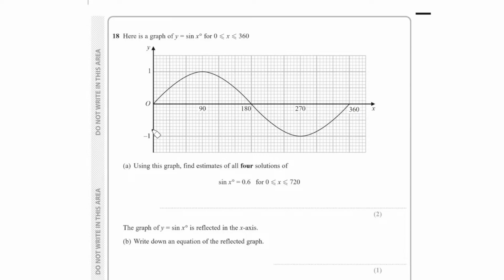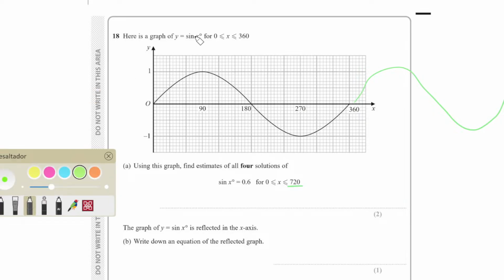Okay, so we've now got question 18. Here is a graph of y equals sine x for, as you can see, x between 0 and 360. Using this graph, find estimates of all 4 solutions of sine x is equal to 0.6. Also just note that the range is wider, isn't it? They have gone not just this one, but technically another double. Now, this is the same as the question we had, question like 4 or something, with the quadratic graph. This graph is y equals sine x.